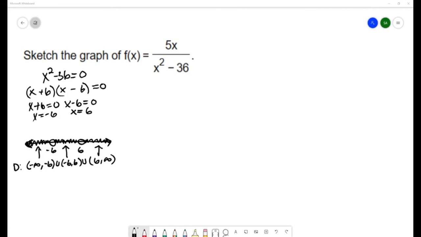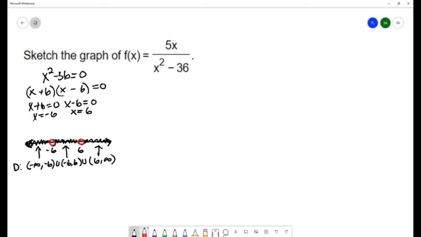So now that we found those restricted values of negative 6 and positive 6, I want to figure out what type of restricted value they are, in the sense that we have two options. They can be a hole in the graph, or it can be a vertical asymptote. So I want to figure out which one.